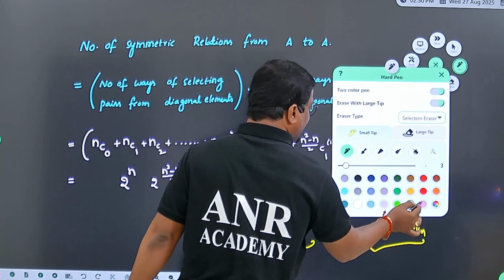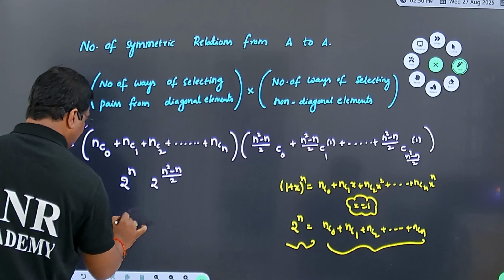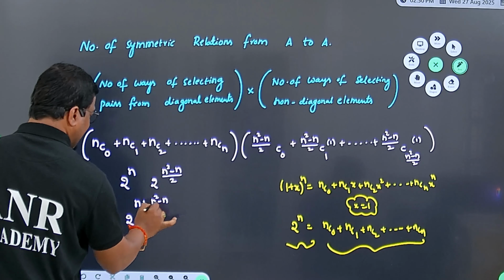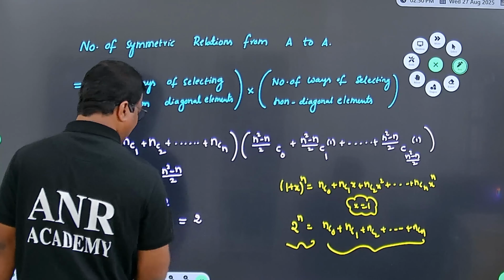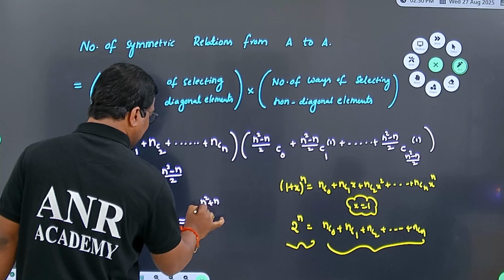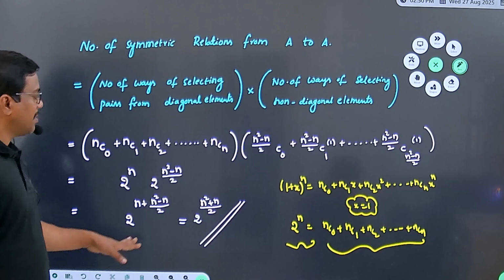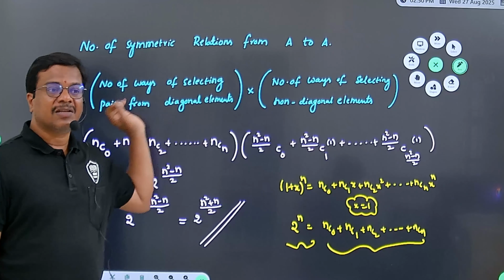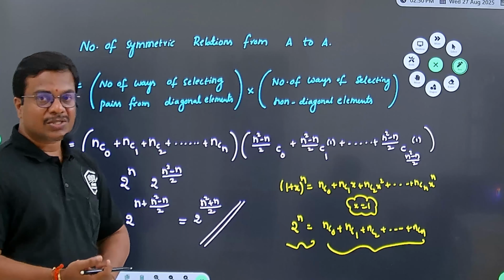And in the next step, on simplification, it becomes 2 to the power of n + (n² − n)/2. That is 2 to the power of (n² + n)/2. So this is the result to find the number of symmetric relations from A to A. I hope you have understood everything.